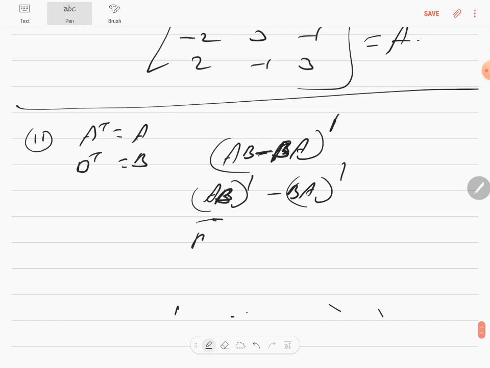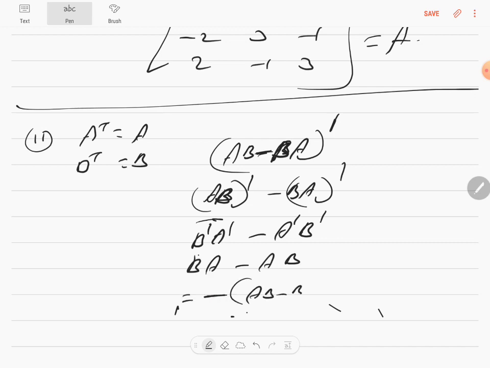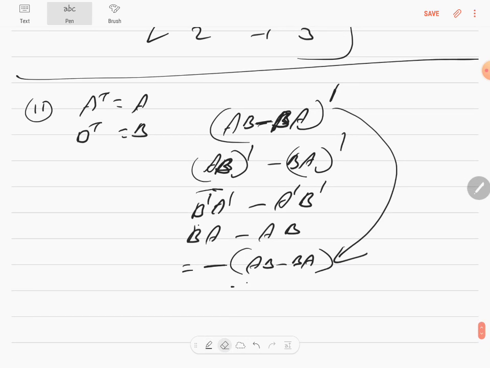This will become B dash into A dash. This will become A dash into B dash. And you know A dash is A, B dash is B. So you can write minus of AB minus BA. So you started with this and you ended up getting negative of AB minus BA, showing that AB minus BA is a skew symmetric matrix. Even though A and B were symmetric, AB minus BA turned out to be a skew symmetric matrix. So let's go to the next question, which is the 12th question.